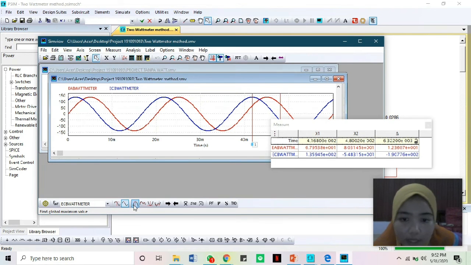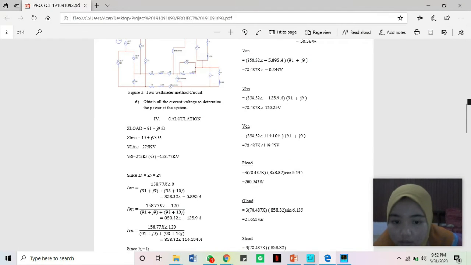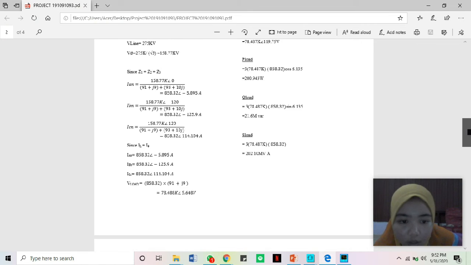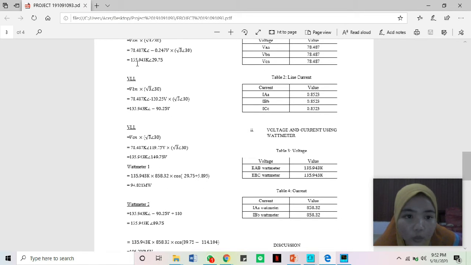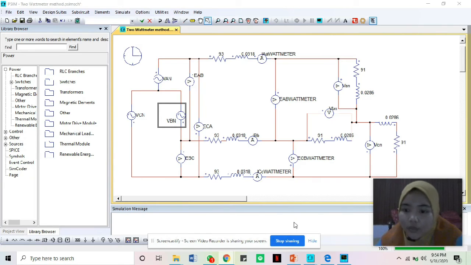So we will get the ECB wattmeter 1.3594, which is the same as I calculated. This one, 135.943. This one also. As I showed before, I calculated the EAB and ECB wattmeter. The next one is the IAA wattmeter and ICC wattmeter. As we know, the 2 wattmeter method is used to calculate our power in this 3-phase system.